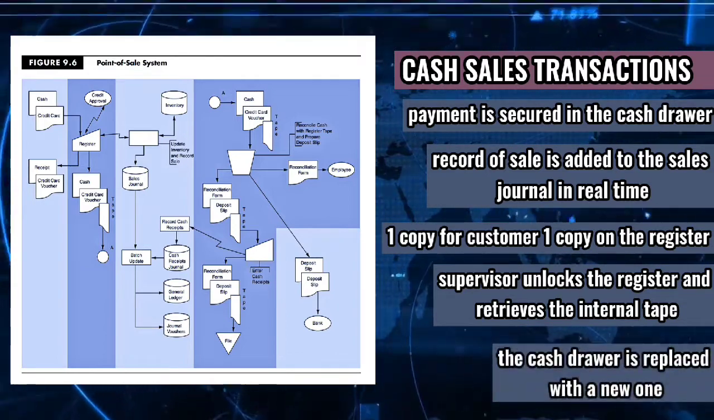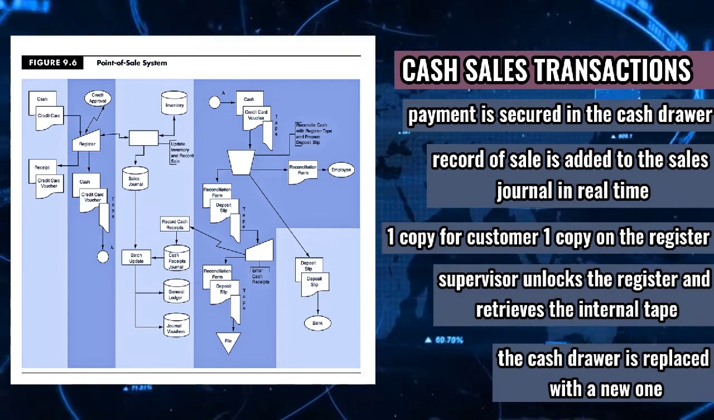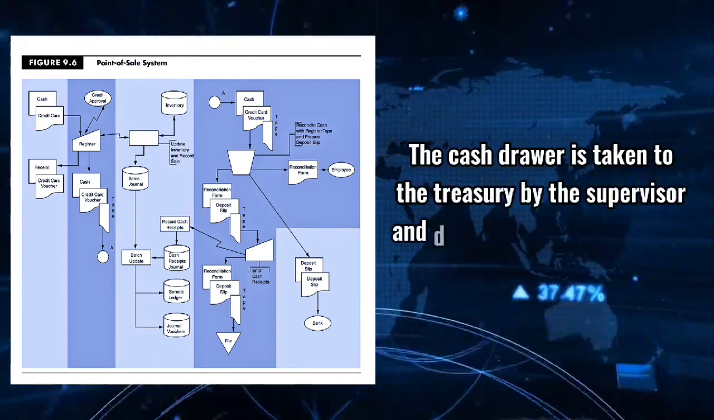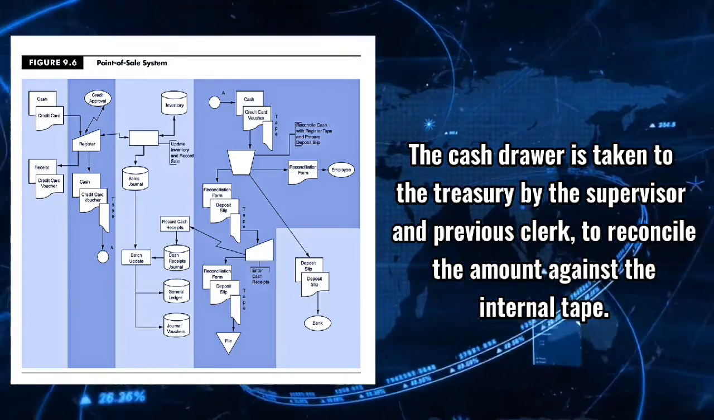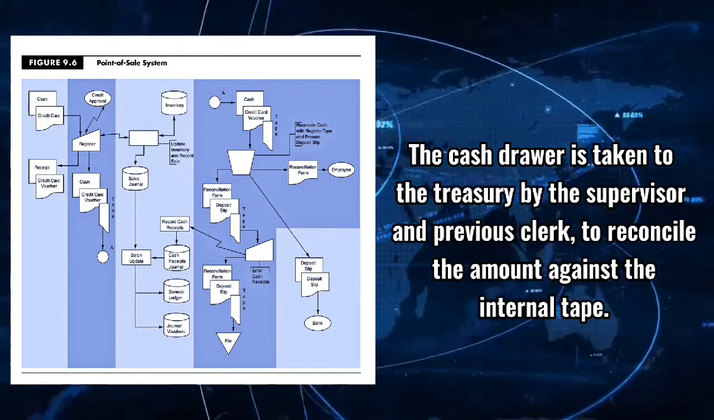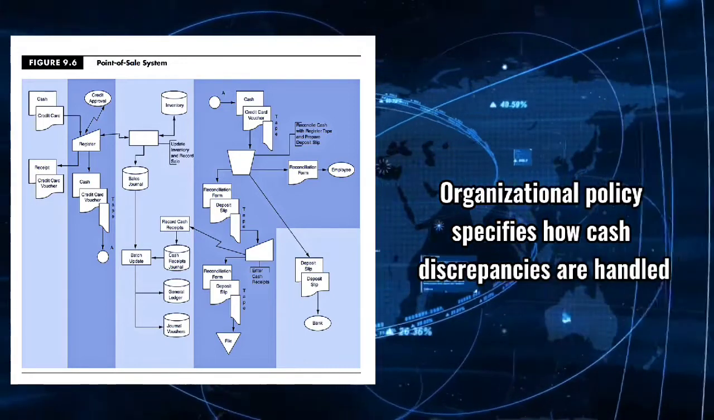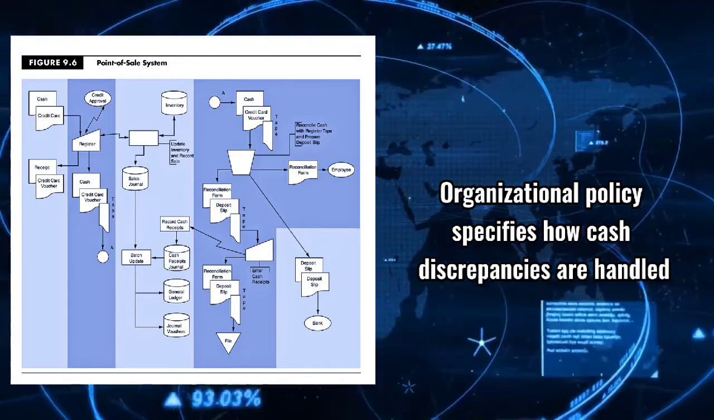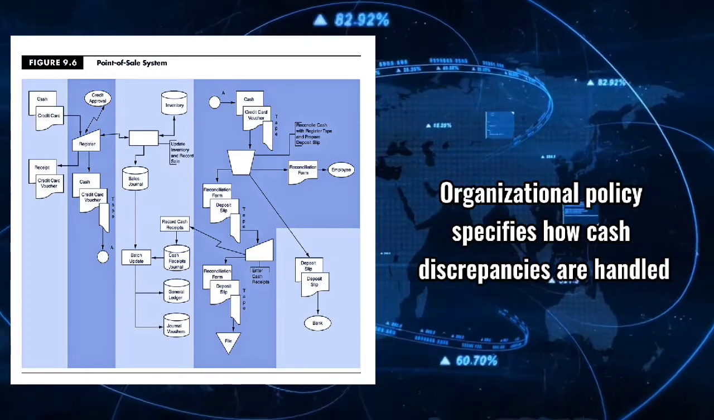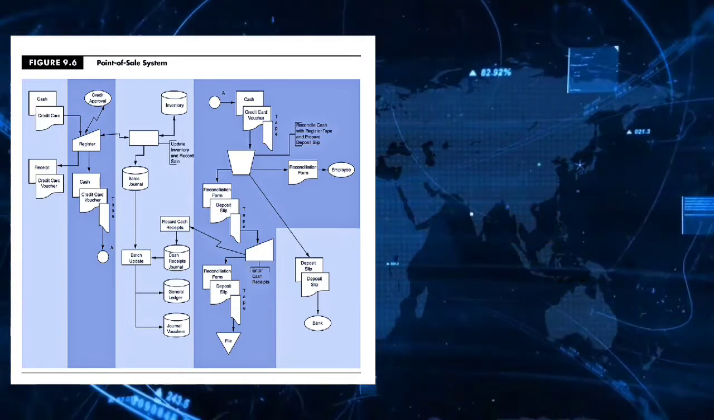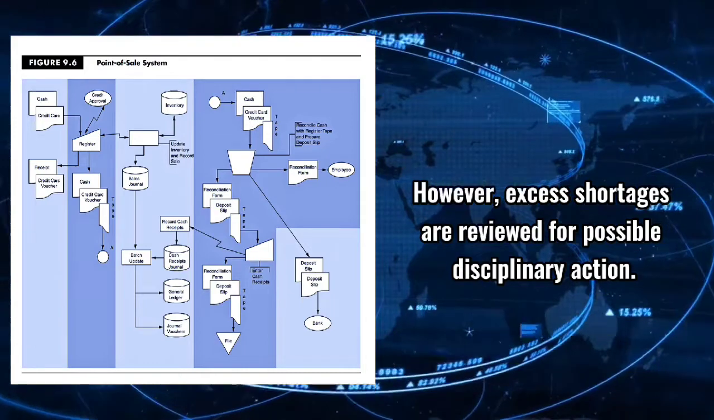Then the cash drawer is replaced with a new one containing a known amount of startup cash for the next clerk. The cash drawer is then taken to the treasury by the supervisor and the previous clerk to reconcile the amount against the internal tape. Organizational policy specifies how cash discrepancies are handled, wherein some organizations require clerks to pay via payroll deductions, while other organizations establish a materiality threshold. However, excess shortages are reviewed for possible disciplinary action.